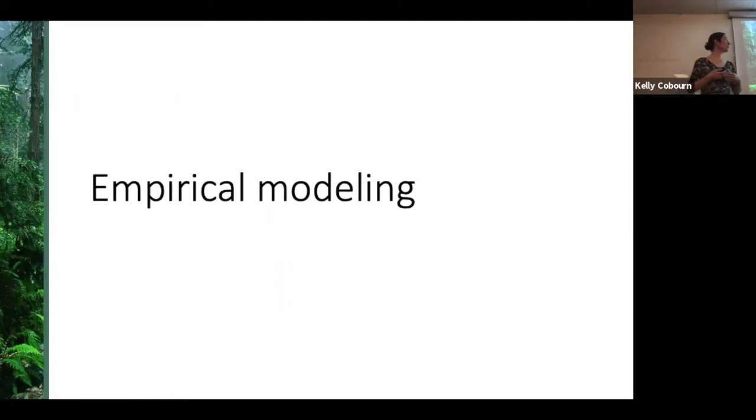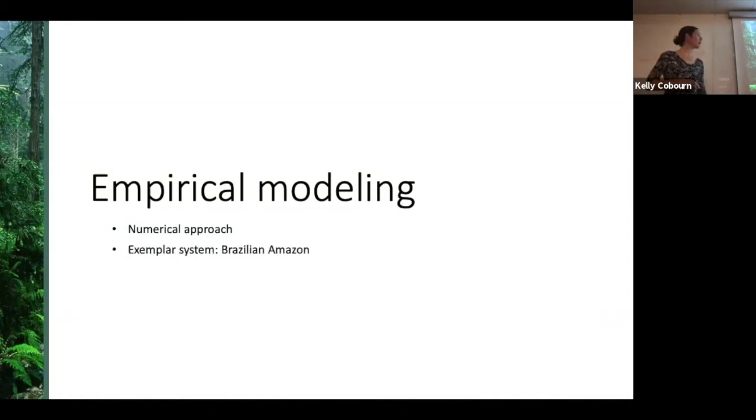So what we'll do is we integrate all of those pieces, and we're going to look at the results for an empirical simulation. We're looking at an approach that involves numerical simulation, which we will parameterize to reflect conditions generally in the Brazilian Amazon at present. This could be parameterized to represent many different types of systems, but this is the system that we decided to start with.